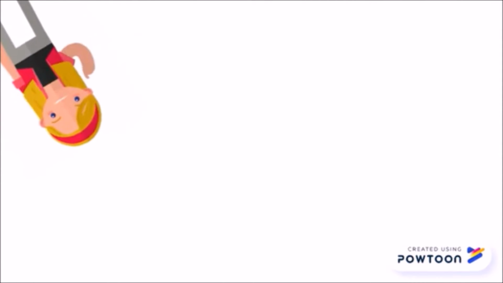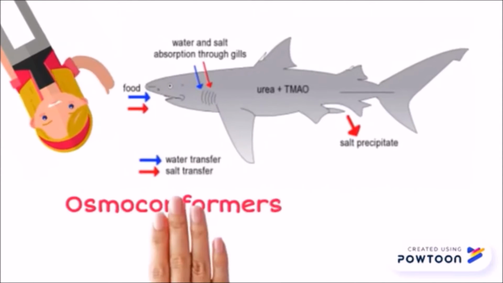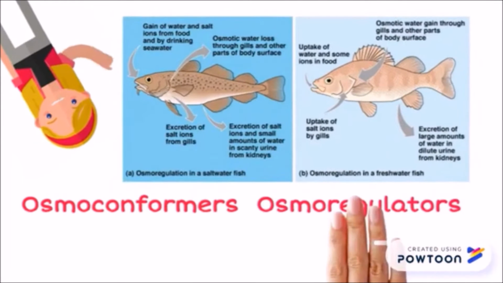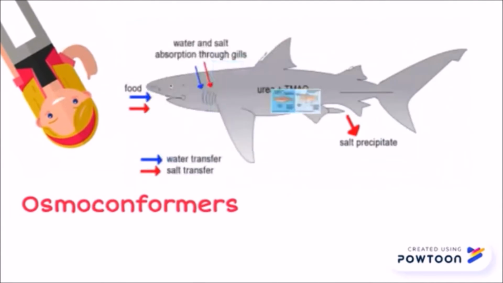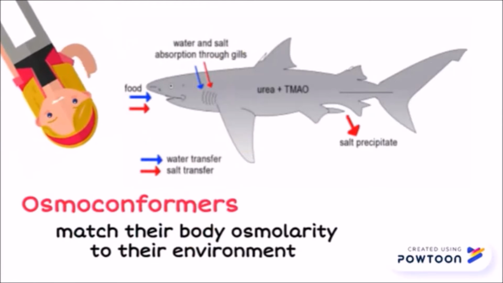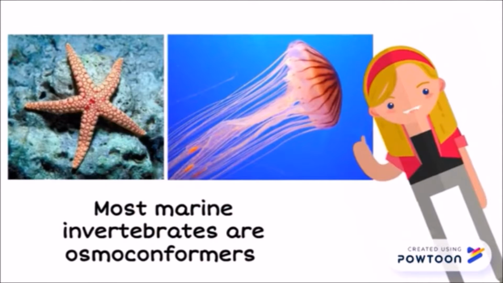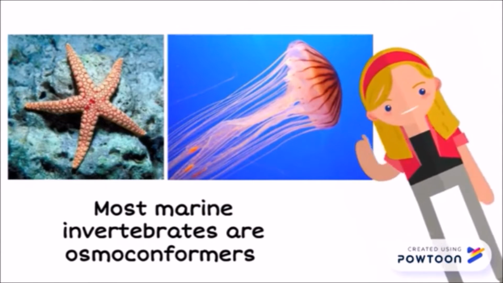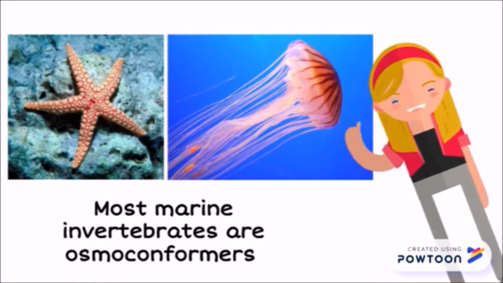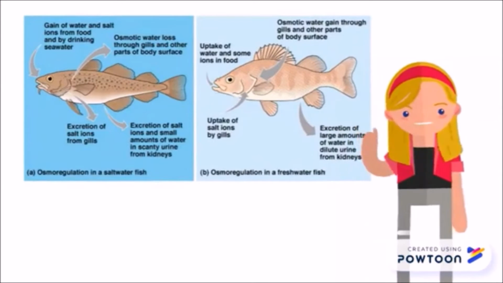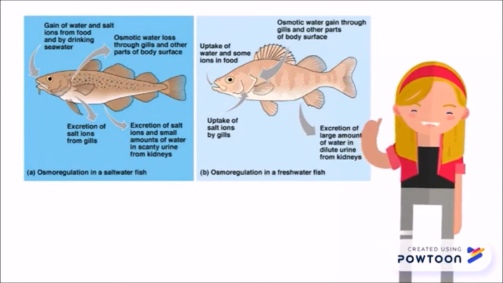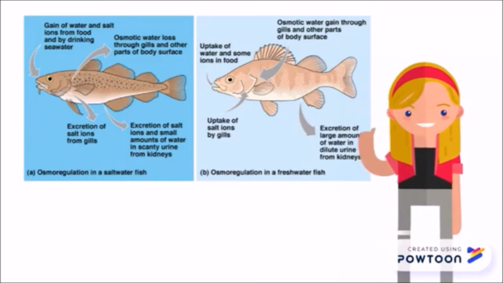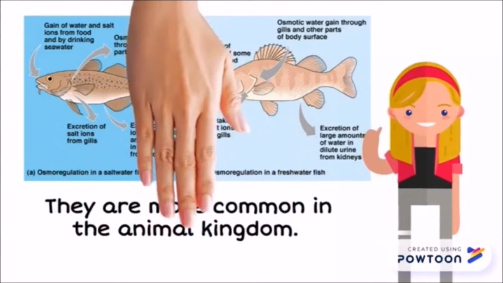Two major types of osmoregulation are osmoconformers and osmoregulators. Osmoconformers match their body osmolarity to their environment actively or passively. Most marine invertebrates are osmoconformers, although their ionic composition may be different from that of seawater. Osmoregulators tightly regulate their body osmolarity, maintaining constant internal conditions. They are more common in the animal kingdom.